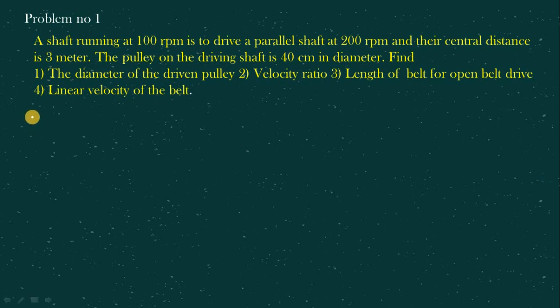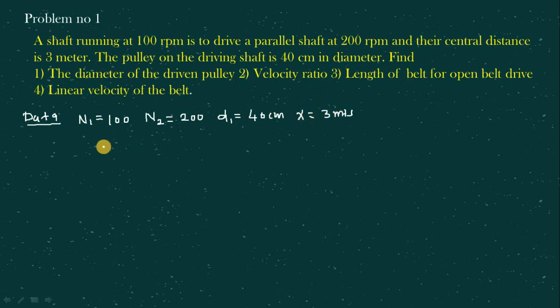Let's see what data is given here. The driving pulley is running at a speed of 100 rpm. The driven pulley is running at 200 rpm. The diameter of the driving pulley is 40 centimeters. The distance between them is 3 meters.